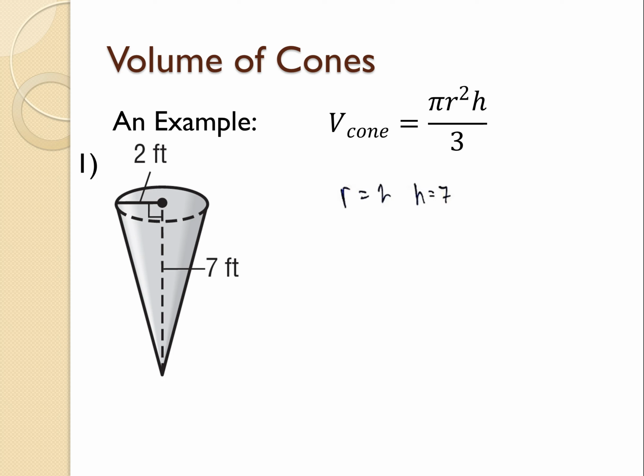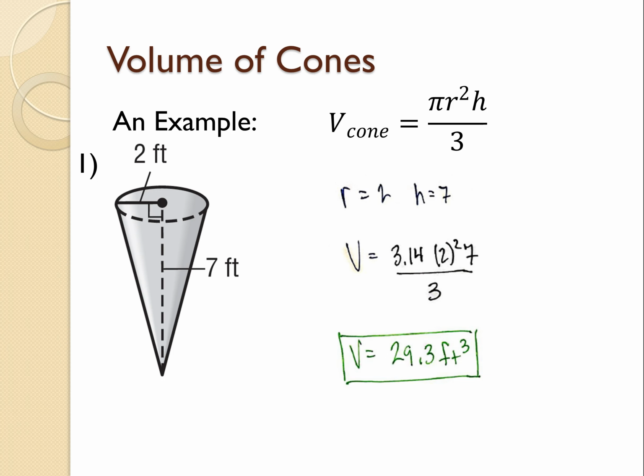So my radius is 2, my height is 7. Plug it into the equation, and then into my calculator, and kaboom, skadoosh, whatever you want to say. 29.3 feet cubed. And again, I'm going to make a big deal out of this. It is cubed because we are in 3 dimensions. We are measuring length, width, and height.